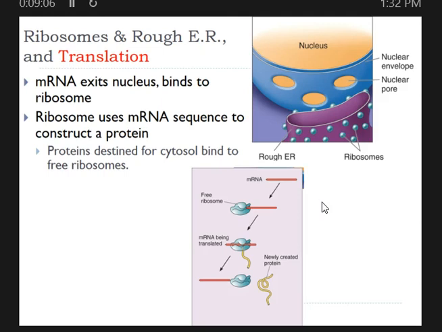So here's your messenger RNA, again shown as this little red line. A ribosome binds to it, and as the ribosome moves down the RNA, it uses the information in the nucleic acid sequence to create a protein, that's this little yellow thing being produced. And this will have a particular amino acid sequence that's based on the nucleic acid sequence.